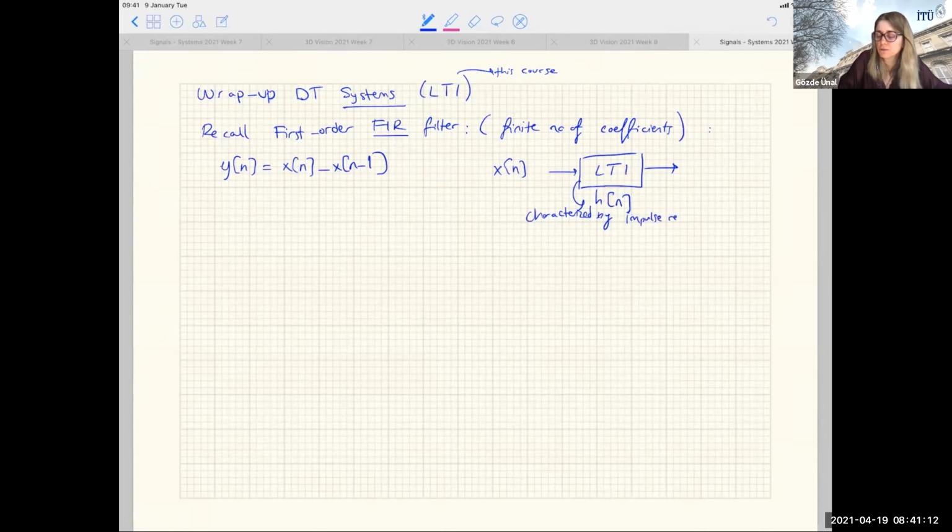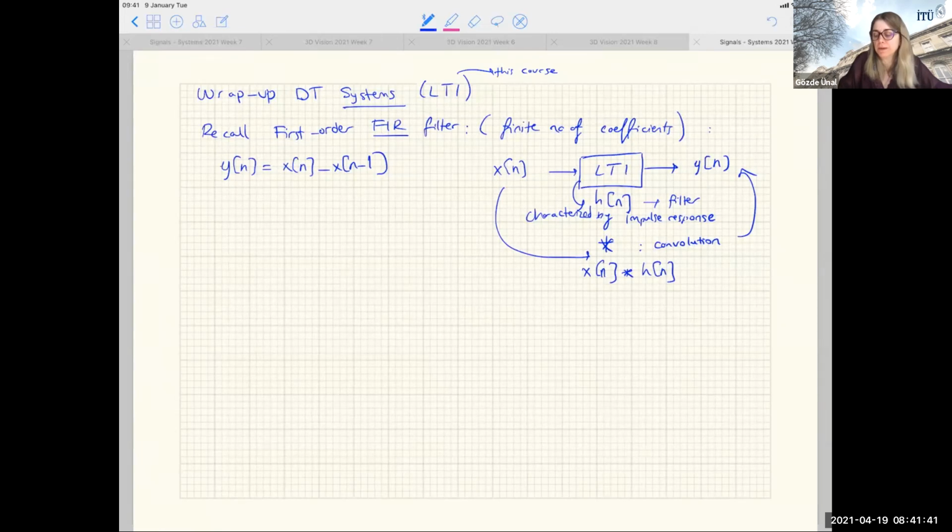That's like a signal too, remember? And for instance, if it's an FIR filter, this is just a set of filter coefficients and then output. And remember, in time domain, convolution is the operation that ties the input to the output. So the output is x of n convolved with h of n. It ties the input to the output through the impulse response, right? So convolve the input with the impulse response.